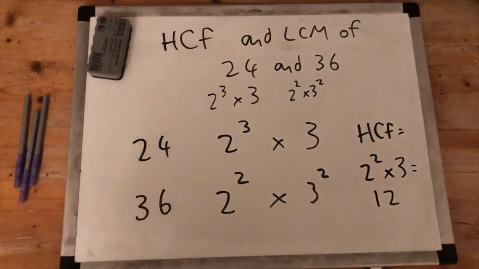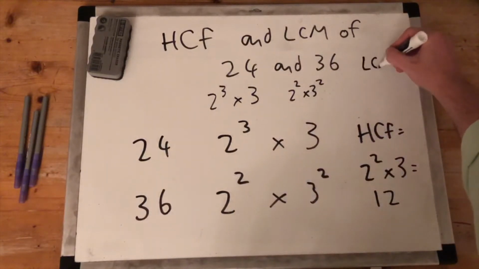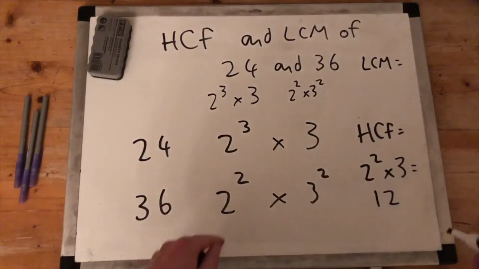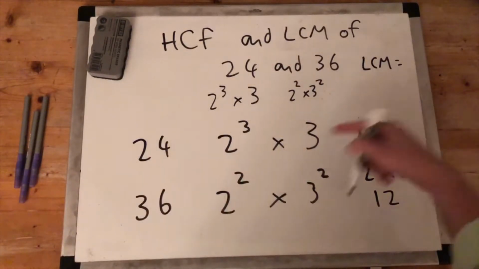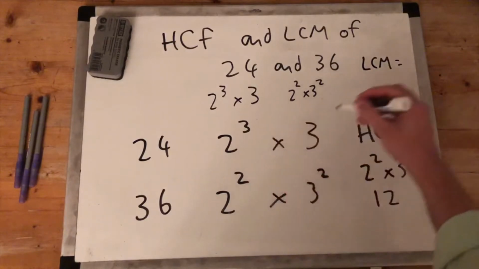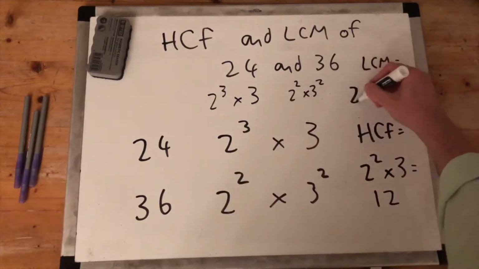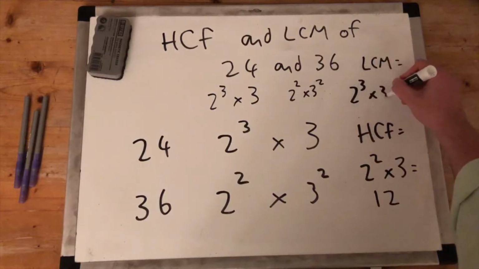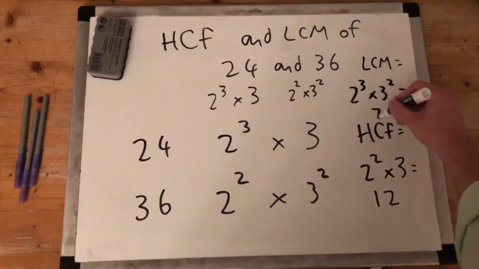Highest, lowest, lowest, highest. LCM means that we're going to take the highest of each. So which is higher, 2 cubed or 2 squared? Well, 3 is higher than 2. So even though it's lowest, we find the highest one, 2 cubed times 3 squared. 8 times 9, our answer is 72.